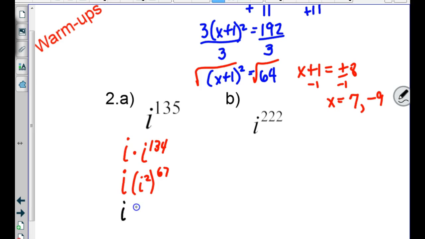What's i squared? Negative 1 to the 67 is negative 1 times i would be a negative 1i. Everybody okay?